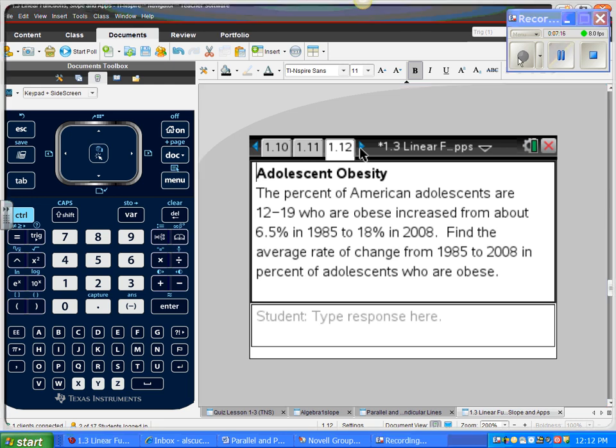Okay, so if we're talking about finding the average rate of change for this, we need to find that change in y over change in x. So our change in y, our y value is going to be our percentages. Okay, so we want to know what the change has been. So we had 18%, and that had increased from 6.5%. And then following along those lines, 18% occurred in 2008, and 6.5% occurred in 1985. So what this gives us is 11.5% over 23 years, which if I put that into my calculator, I get 0.5%.